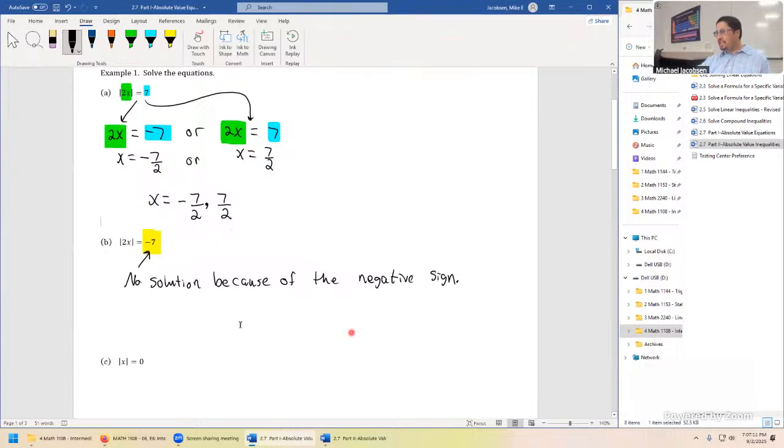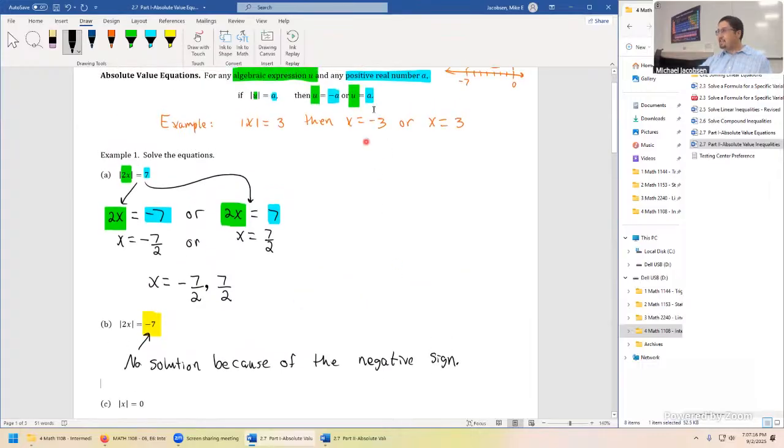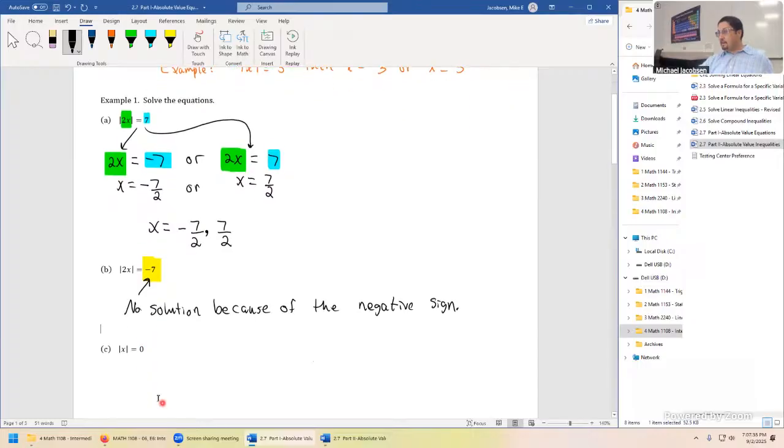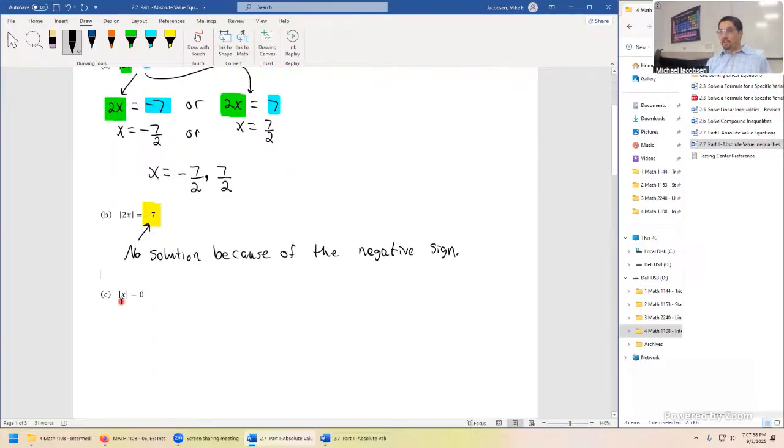Okay, part C is not a trick question. It's just a little bit weird. In fact, it doesn't feel like it even fits this because this says for any positive real number a, you have these two equations here and here. Well, a nice fun fact about math, 0 is not a positive number, it's not a negative number, it's the number in between. It doesn't have a sign whatsoever. Nonetheless, these are kind of a nice problem. The solution is just simply x equals 0.